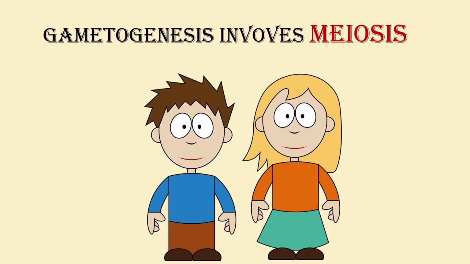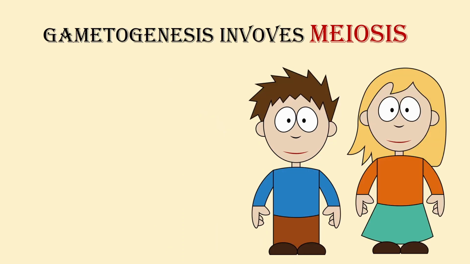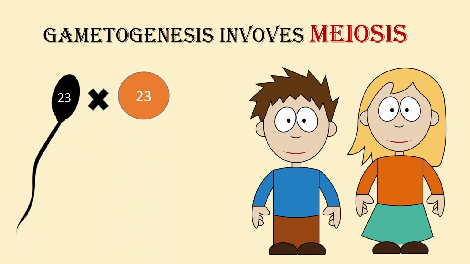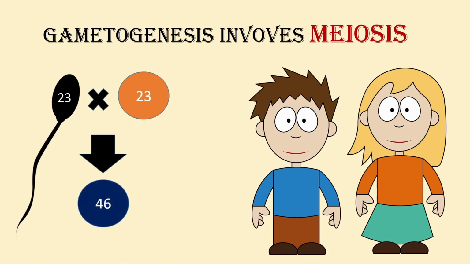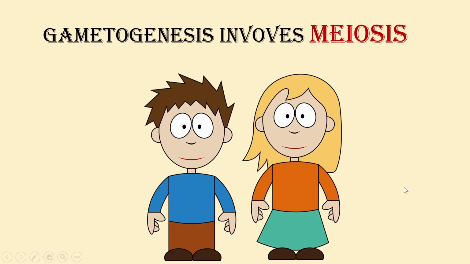Gametogenesis involves a special kind of cell division known as meiosis. As we all know, the gametes must have half the number of chromosomes. The gametes are haploid when compared to the normal body cells, because during fertilization, when sperm and egg fuse together, the chromosome number is restored to normal. That is why the gametes are produced as haploid, so that the number of chromosomes for a particular species will be constant from generation to generation. So gametogenesis always involves meiosis.